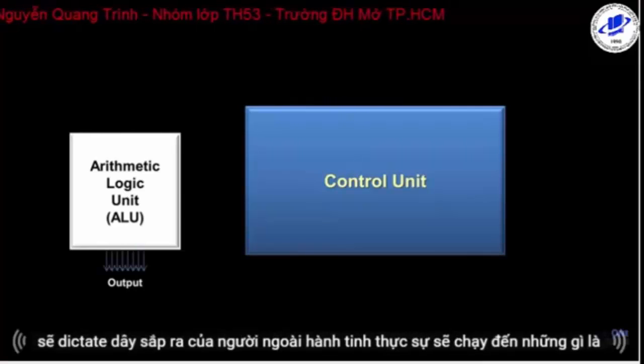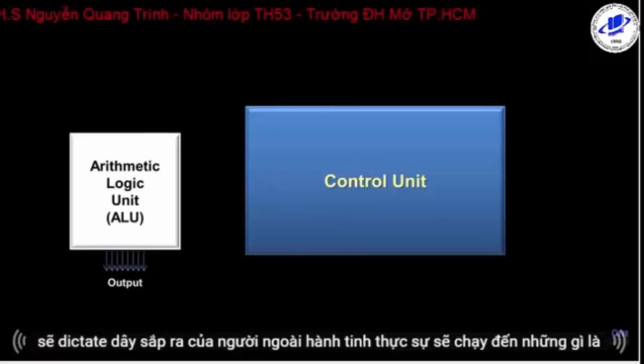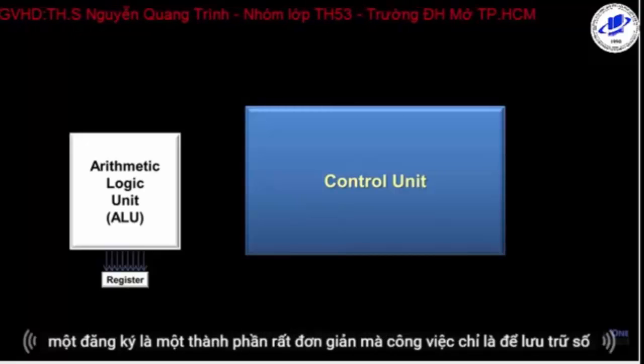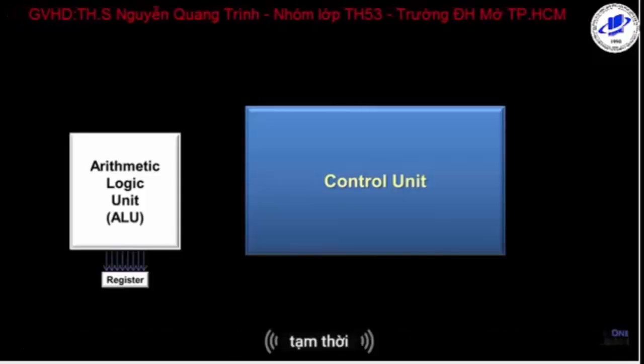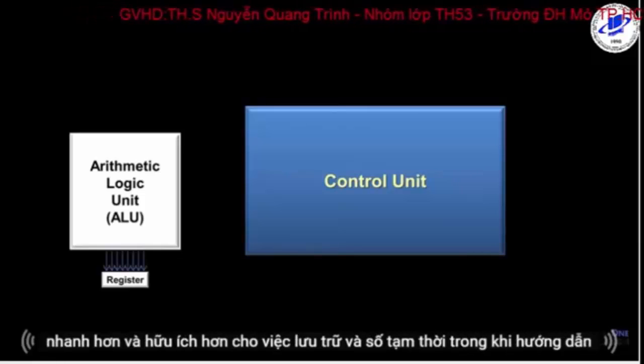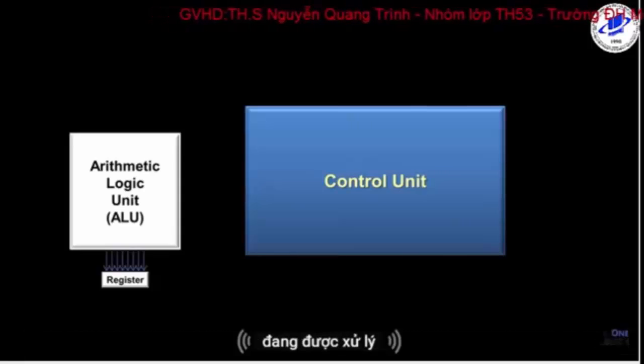Well, the 8 wires coming out of the ALU would actually run to what is called a register. A register is a very simple component whose only job is to store a number temporarily. Registers act just like RAM, except they are inside the CPU, making them faster and more useful for storing a number temporarily while an instruction is being processed.